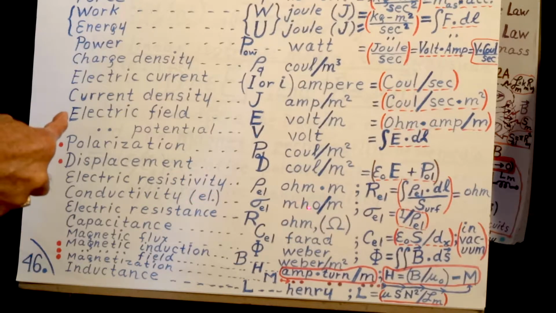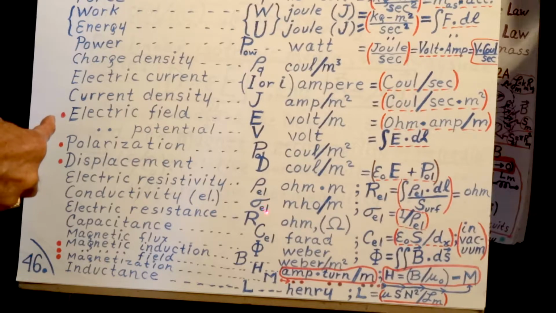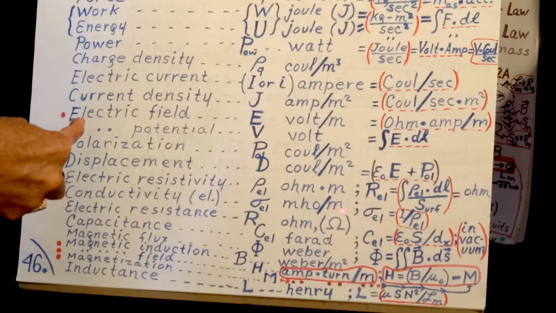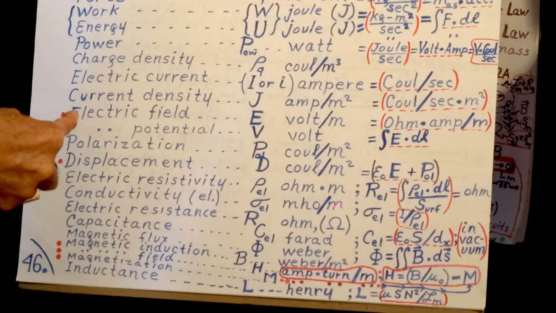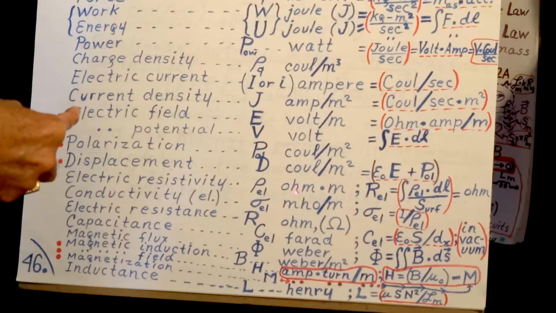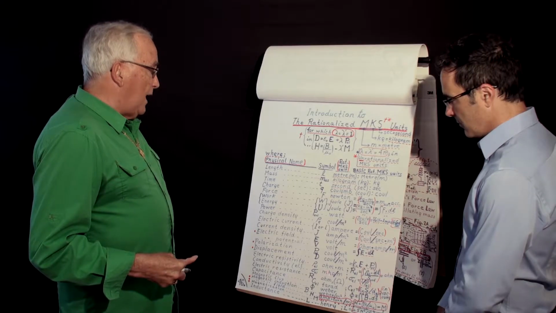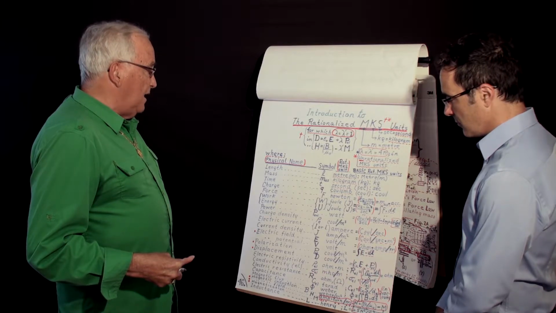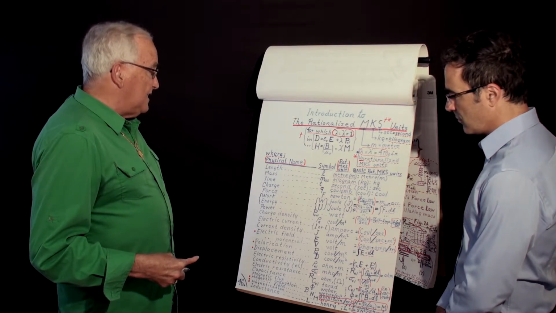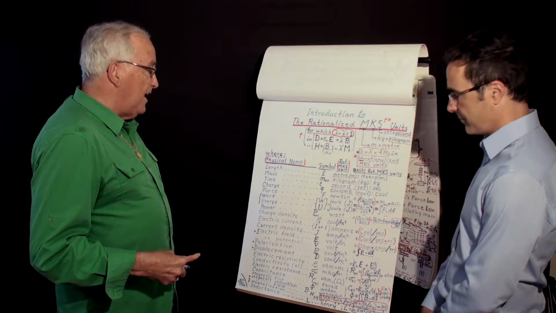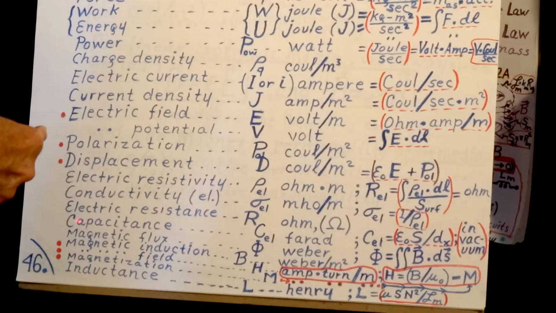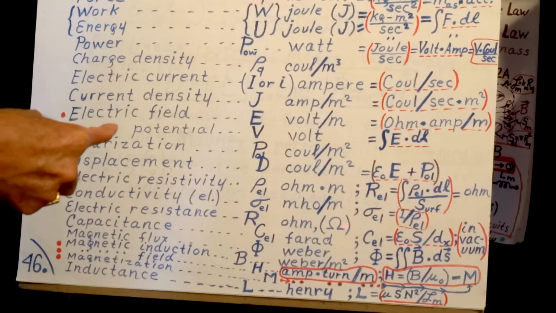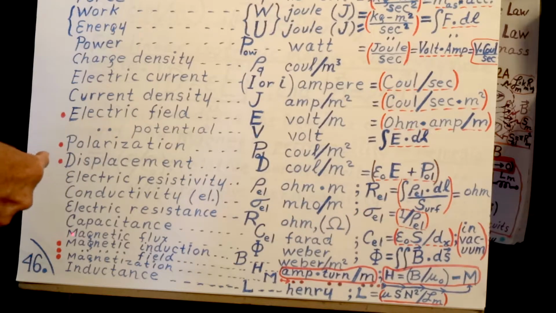Conductivity is the inverse of resistivity. It's in mho per meter. And mho is the inverse of ohm. So this is why conductivity is the inverse of resistivity. So it's one over the other. Electric resistance, I just talked about it here.